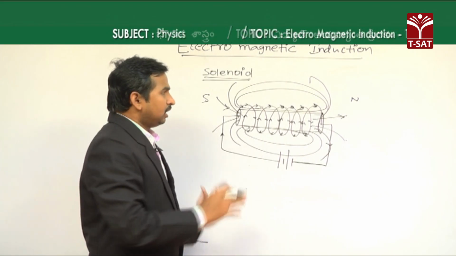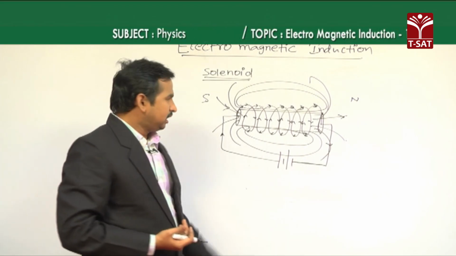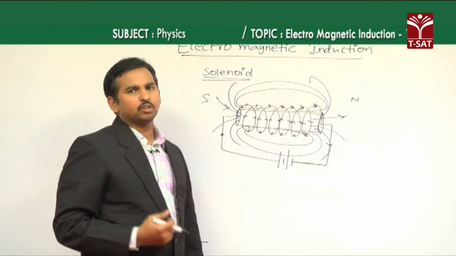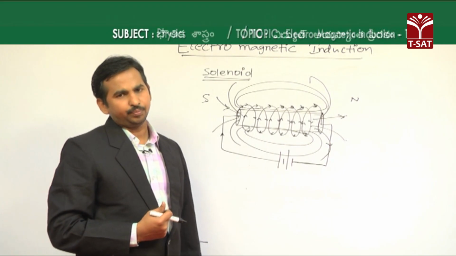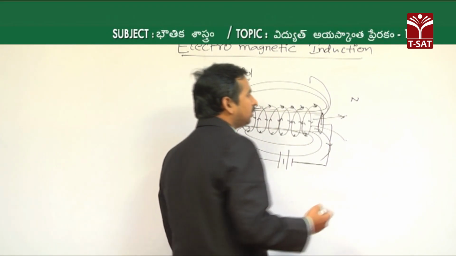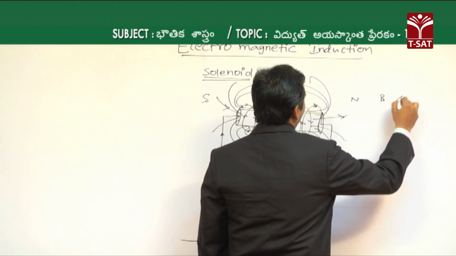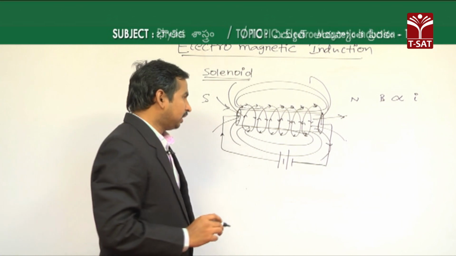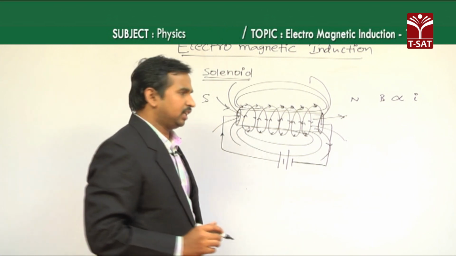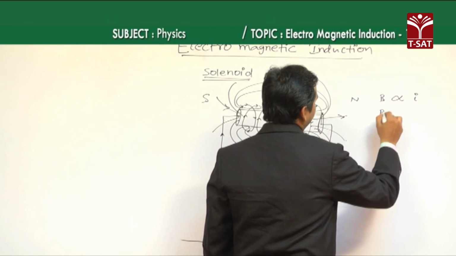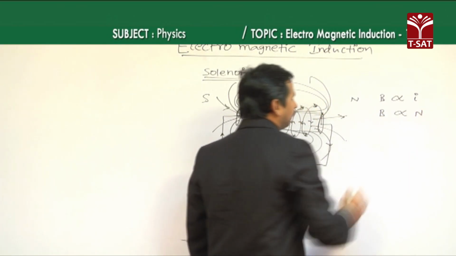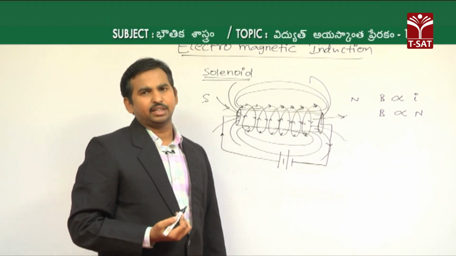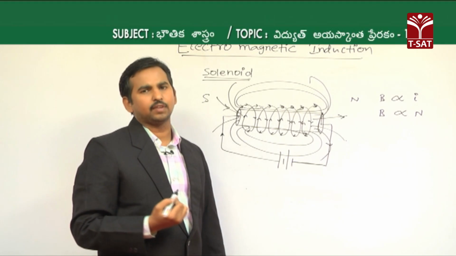Like this, if you want to increase the field strength here, you pass more current. If the strength of the current is increased, then gradually the number of magnetic lines of force around that also increases. This means the magnetic field strength is directly proportional to the current we are passing. And not only that, if you increase the number of turns, the n value, then again there is an increase in the magnetic field strength, which means more lines are there.